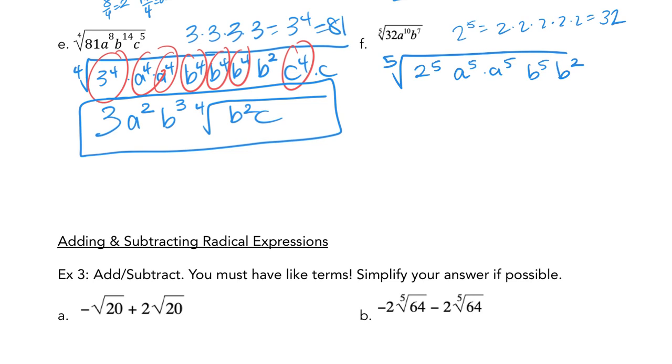There's 7 b's in total. I have perfect fifth, perfect fifth, perfect fifth, perfect fifth. And so this 2 is going to pop out. I've got 2 a's that are going to pop out.